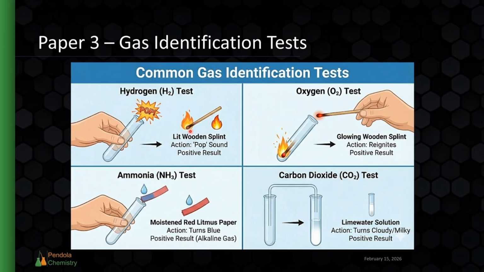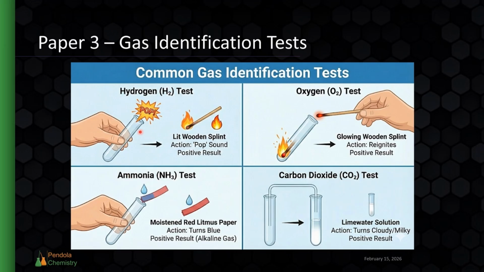If we know there's a gas being created, or we suspect a gas is being created, we can test that gas to identify it, to figure out what it is, in 4 ways. The first 2 tests involve a splint or some kind of wood. Hydrogen gas is flammable.